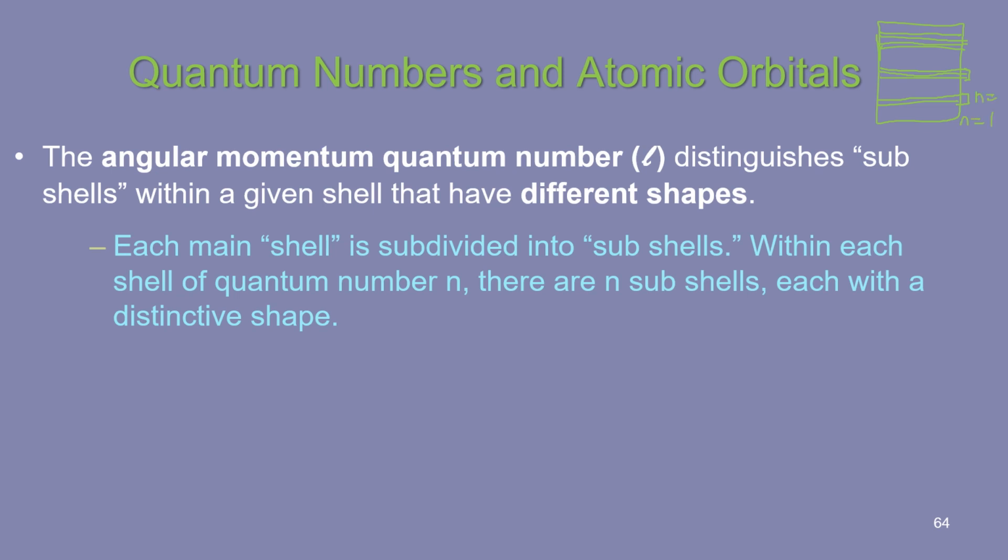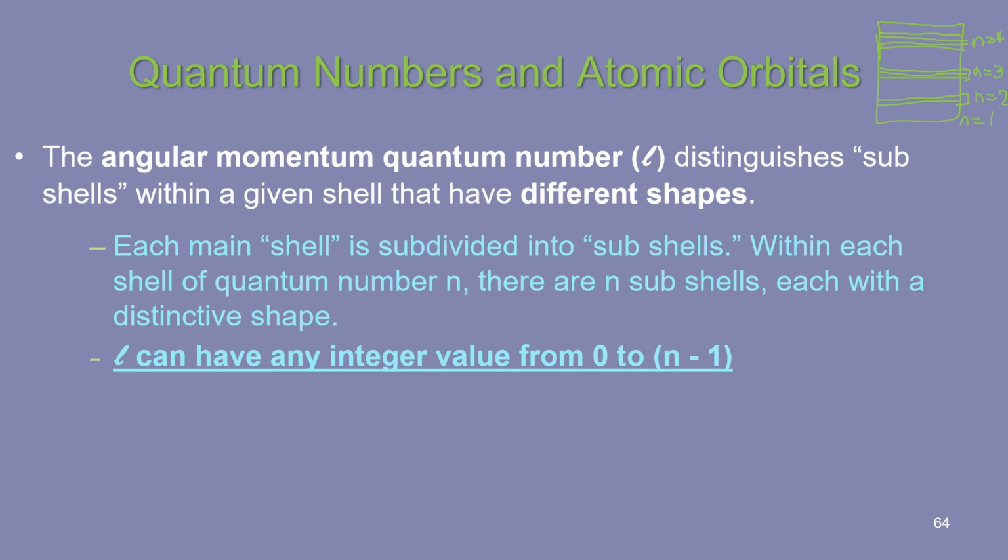So like I said, if I'm on n equals 1, there's just one subshell. If I'm on n equals 2, there are 2 subshells. If I'm on n equals 3, there are 3 subshells. If I'm on n equals 4, there are 4. And if I go up to n equals 5, there'll be 5. Like I said, they each have a distinctive shape, which we'll look at after a little while. But here are the rules about this quantum number. What can L equal? L can have any integer value from 0 up to n minus 1.